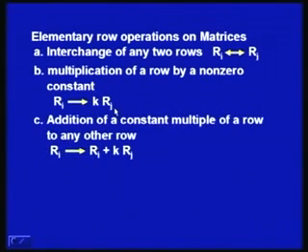And the third operation is that Ri is modified as k times Rj added into Ri. So, these are three different types of operations which can be performed on matrices. We call these operations elementary row operations. We call them row operations because they are applied to rows of a matrix.